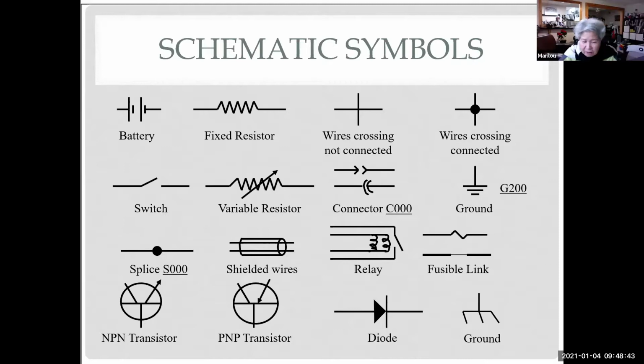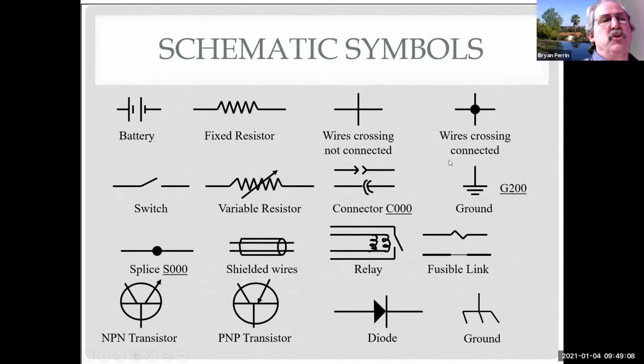Question, sir. Yes. What is diode? What's that? The last one, diode. Oh, diode. Diode, yeah. Oh, I'm sorry, I thought I said diode. So a diode is our one-way street. Electricity can go one way, but not the other.